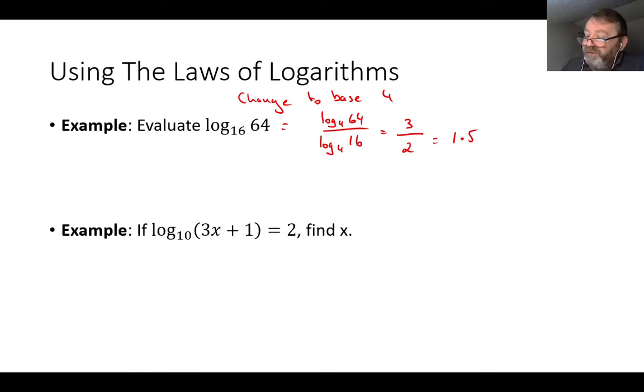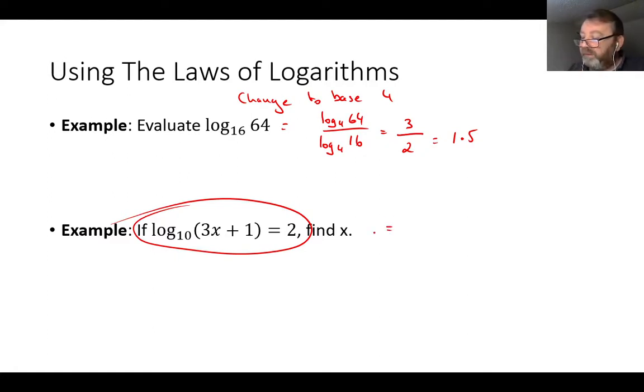If log to the base 10 of 3x plus 1 is equal to 2, find x. Now, here's the first thing we notice. x is trapped in a logarithm. So because log to the base 10 of 3x plus 1 can't be done, I'm going to move away from log form into index form. I'm going to use the very first identity that we learned when we looked at logarithms. How do I change from log form into index form? Let's write it in index form and see, is it any easier to do?